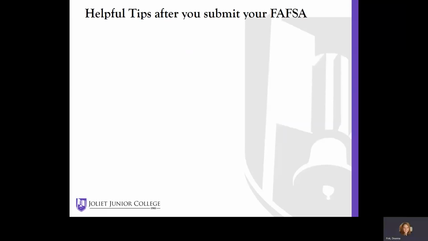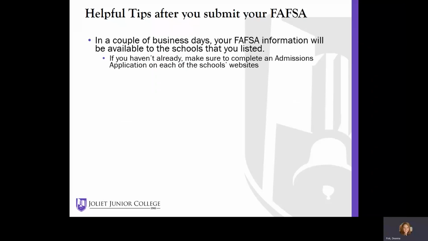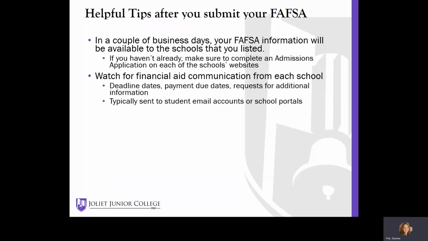So just a few helpful tips now that you've submitted your FAFSA. In a couple of business days, your FAFSA information will be available to the schools that you listed on your FAFSA. If you haven't already done so, make sure to complete an admissions application for each of those schools. Usually their admissions applications are found on their schools' websites. Watch for financial aid communication from each school, such as deadline dates, payment due dates, and requests for additional information. These communications are typically sent to your student email account from the school or the school's portal. These are not typically sent to personal email accounts.